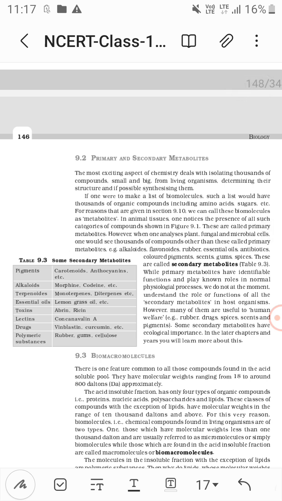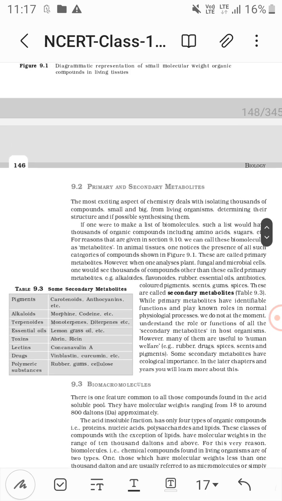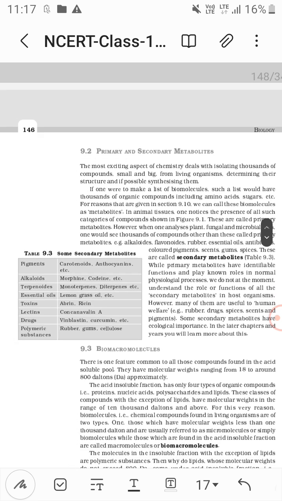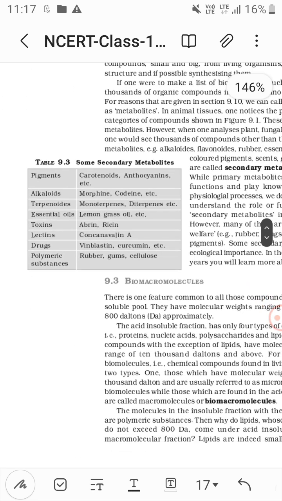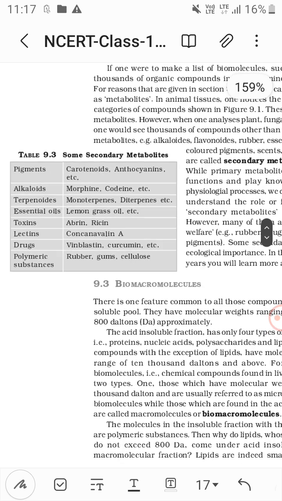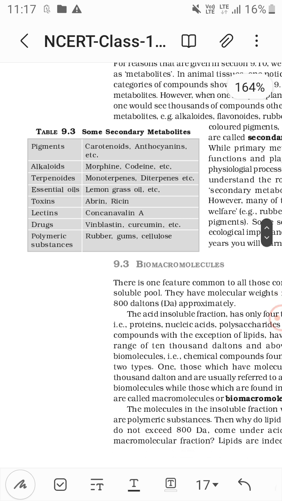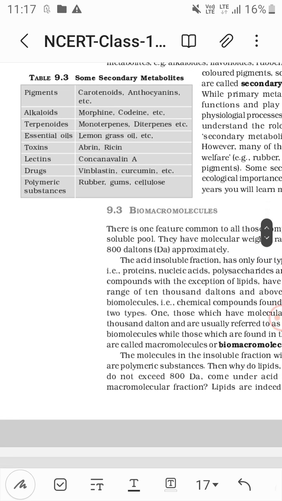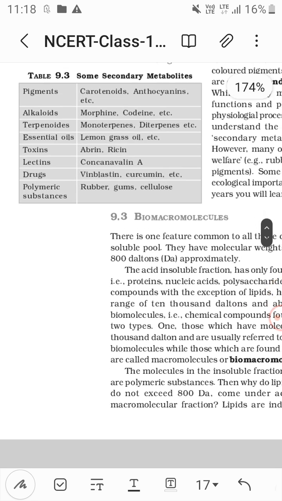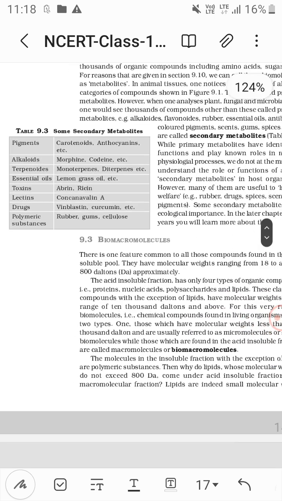So primary metabolites are involved in primary function. So secondary metabolites include alkaloids, flavonoids, rubber, essential oils, antibiotics, colored pigments, scents, gums, spices. Now some secondary metabolites: pigments, carotenoids, anthocyanins; alkaloids, morphine, codeine; terpenoids, monoterpene, diterpene, essential oil, lemongrass oil; toxins, abrin, ricin; lectins, concanavalin A; drugs, vinblastine, curcumin; polymeric substances, rubber, gums and cellulose.